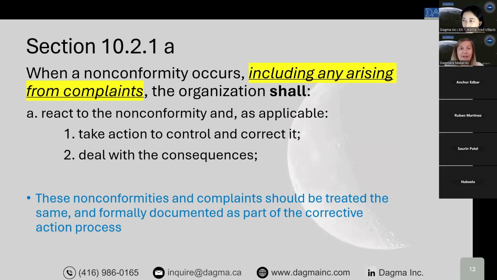So this means that these nonconformities and complaints should be treated the same and formally documented as part of your corrective action process. A lot of the time, I'll go in and audit different companies, and they will receive these complaints, but they will address them, of course, but they will not formally document them through the corrective action process. And the standard here tells us that that is what we have to do. So every customer complaint, whether it's verbal, email, should be analyzed through the corrective action process. And the reason we have this requirement is because we want to prevent the reoccurrence. And the only way we prevent it is when we formally document it.